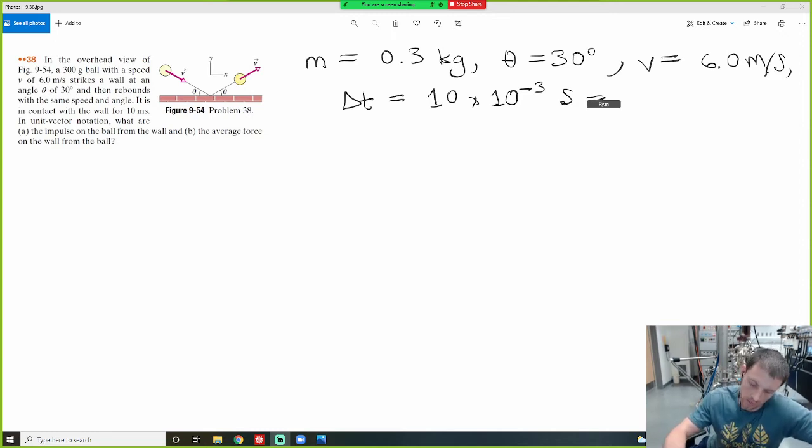So let's just write this out a little more clearly. What that should be is, well, 10 to the negative second, right? Which should be just 0.01. Yeah, cool. Okay.